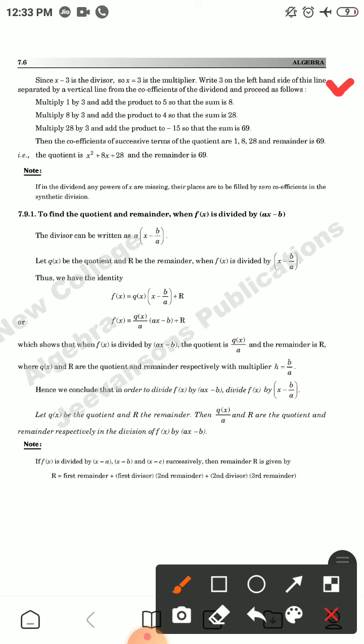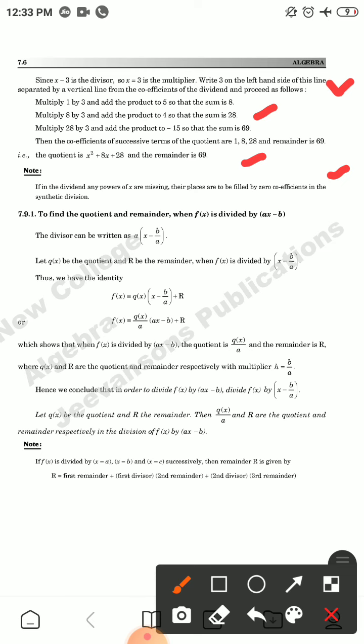Multiply 1 by 3 and add the product to 5, so that the sum is 8. Multiply 8 by 3 and add the product to 4, so that the sum is 28. Multiply 28 by 3 and add the product to -15, so that the sum is 69. Then the coefficients of successive terms of the quotient are 1, 8, 28 and the remainder is 69. Therefore the quotient becomes x^2 + 8x + 28 and the remainder is 69. Note: if in the dividend any powers of x are missing, their places are to be filled by 0 coefficients in the synthetic division.